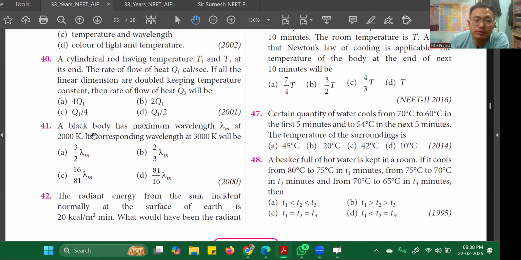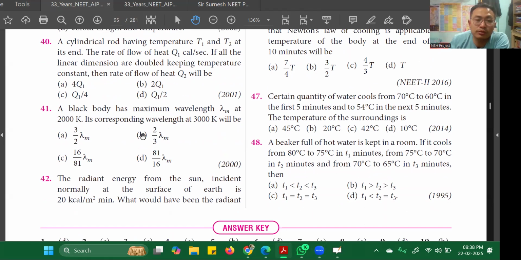So question number 41: a black body has maximum wavelength at this temperature, and its corresponding wavelength at this temperature. So lambda m into 2000 is equal to lambda m dash into 3000, so lambda m dash is 2 by 3 lambda m. The answer is 2 by 3 lambda m, option number B.